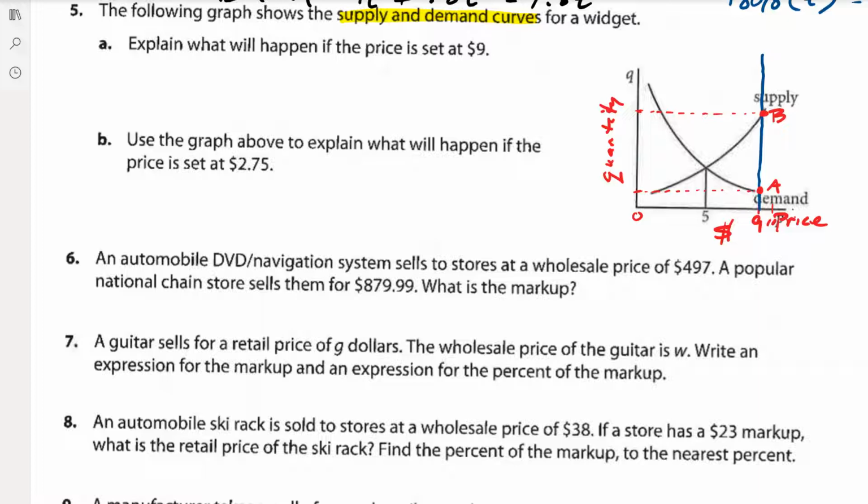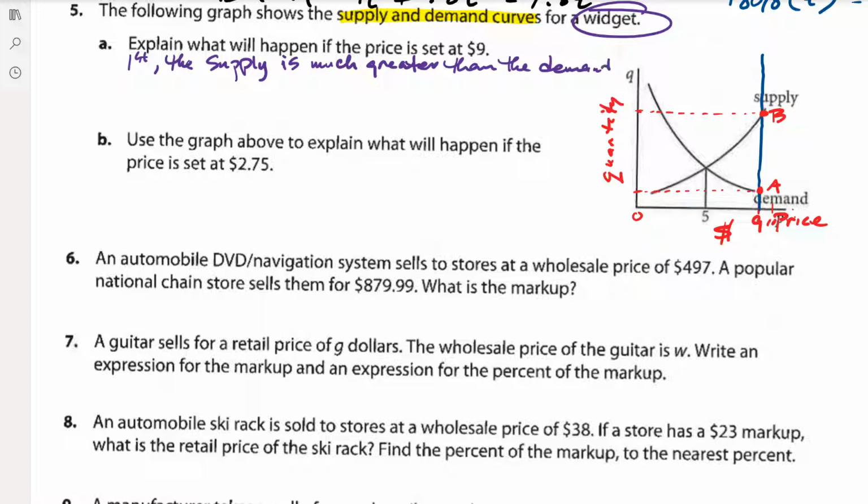So if the price is set at 9, there would be more than enough supply to meet the demand, because the supply is greater than the demand. Let's make a couple of notes. If you compare points B and A on the graph, first of all, the supply is much greater than the demand. The quantity is just the amount of whatever product you're talking about, in this case a widget. The supply is much greater than the demand.